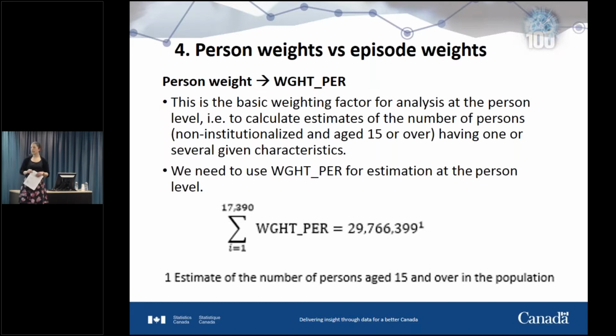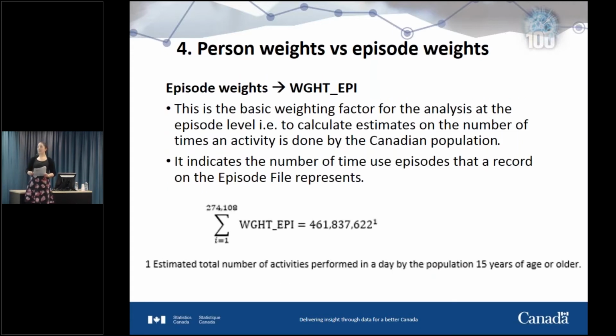Now the weights. As I mentioned earlier, we have 2 different weights in time use. We have the episode weight and the person weight. The person weight is the basic weighting factor for analysis at the person level to calculate estimates of the number of persons having one or several given characteristics. So if we sum the person weight, we get the estimate of the number of persons aged 15 and over in the population at the time of the survey, so in 2019.